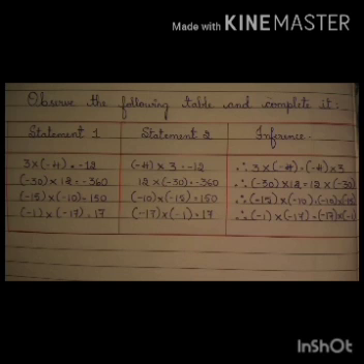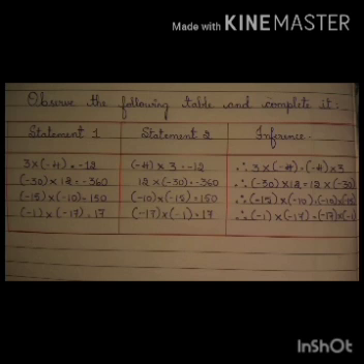Third, minus 15 into minus 10 is equal to 150. Minus 10 into minus 15 gives us again 150. Therefore, minus 15 into minus 10 is equal to minus 10 into minus 15.